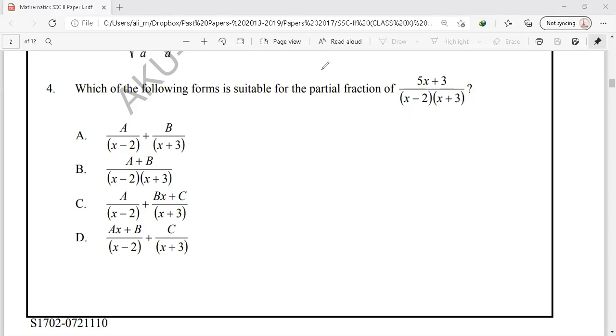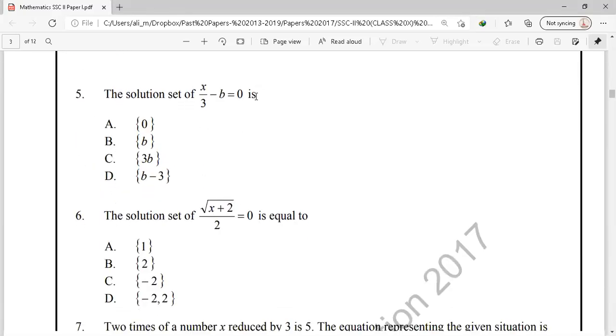Let's move to our question number 5. And in question number 5, we have to find the solution set of this equation where x over 3 minus b is equal to 0. So let's take this minus b on the right hand side of the equation. x over 3 will be equal to b, and 3 will be multiplied by b. So x would become 3b. So in question number 5, we have our correct answer, that is option C.